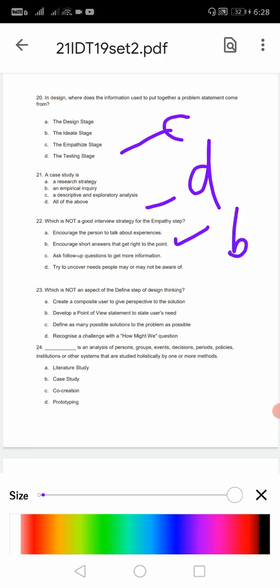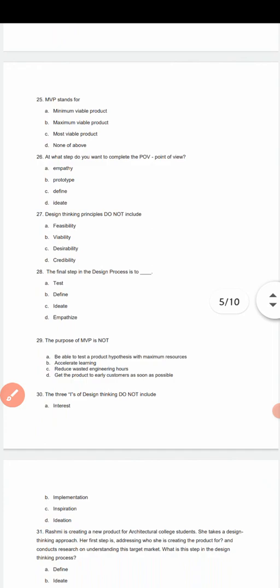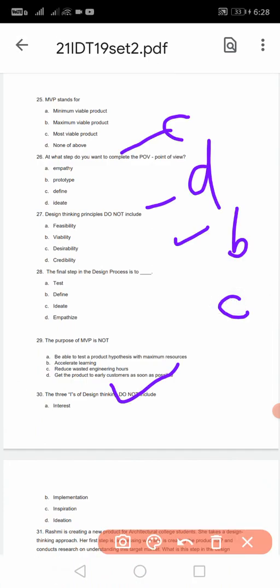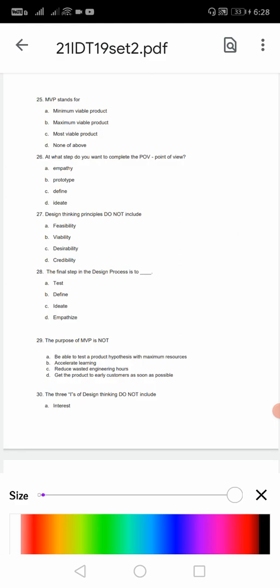23. Which is not an aspect of the define step of design thinking? For the 23rd, the answer is define as many solutions to the problem as possible. It is not the aspect of define. 24. Dash is an analysis of a person, groups, event, decision, periods, policies, institution or other systems. So for 24, the answer is A, literature study. Okay, we should do the literature study. MVP stands for, this is a sure question, minimum viable product. So the answer is A.